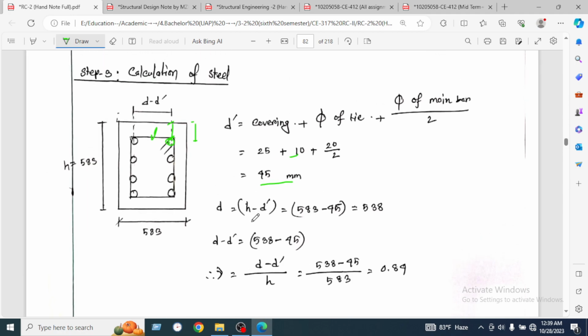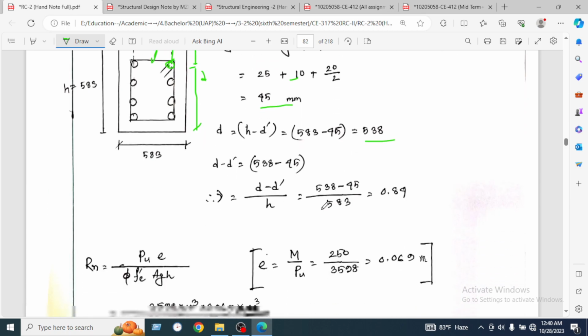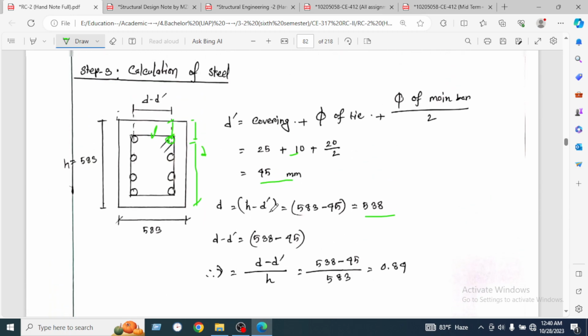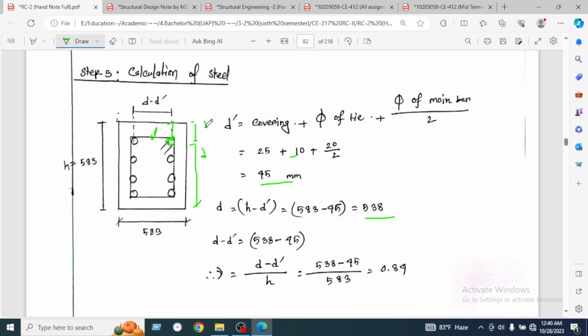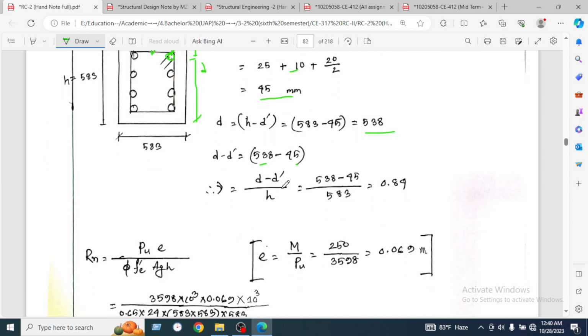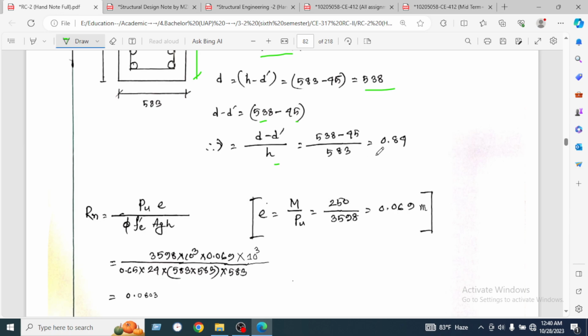And what will d be? The d will be h minus d prime. Here h equals the full height, and d is h minus d prime, and it will be 538 millimeter. And what will be d by d prime? D minus d prime. So gamma equals d minus 2d prime divided by h. So the value will be 538 minus 0.45 divided by 538.